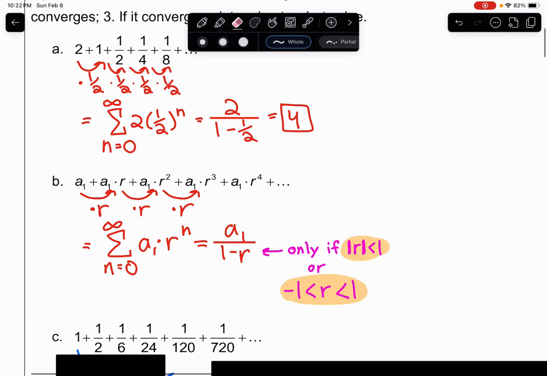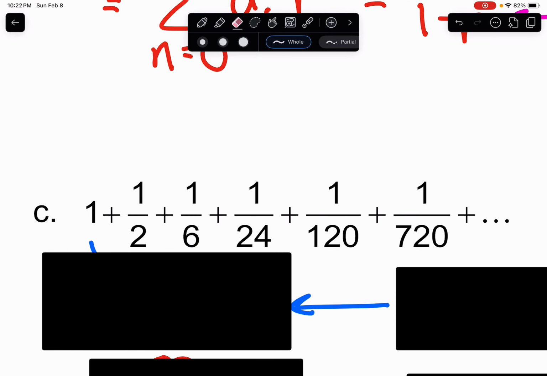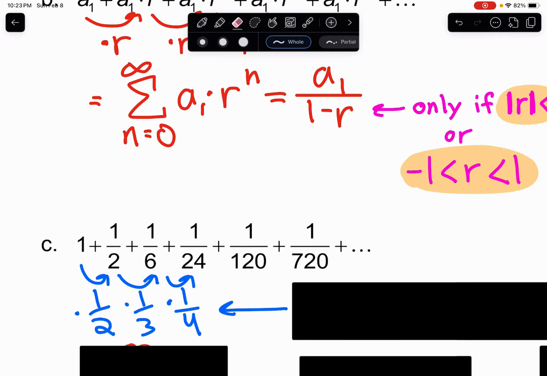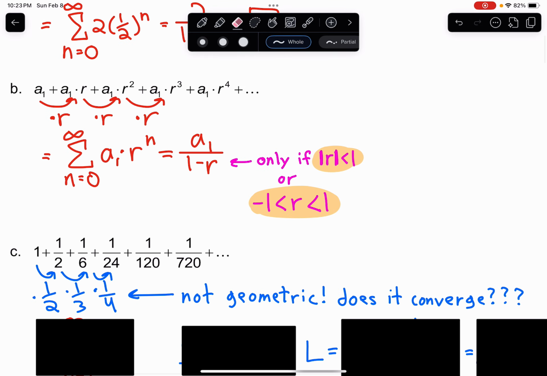And let's look at C, though. This is where things get interesting in this chapter. So far, everything we talked about is review stuff. How about this series? What's going on here? So 1 to a half, okay, multiply by a half. To a sixth, I would multiply by a third. A 6 to a 24th, I would multiply by a fourth, etc. The first thing to notice here is that this is not geometric. So how can we tell if this series will converge?